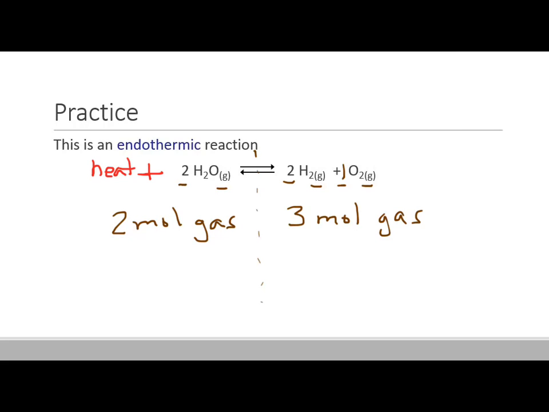So, what if I increase the pressure? So if I increase pressure, which way will it shift? Well, it's going to shift to the side that has less stuff, right? Because I'm squeezing this down. I'm increasing the pressure, squeezing the balloon. It's going to shift to the left to try to get to the side that has fewer moles of gas, in this case 2 moles of gas versus 3.